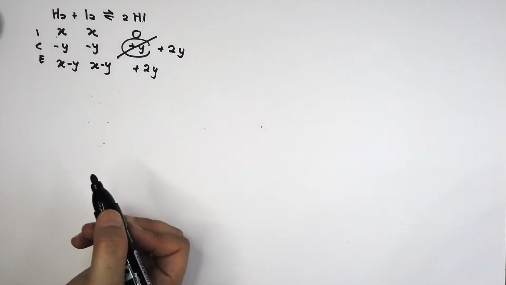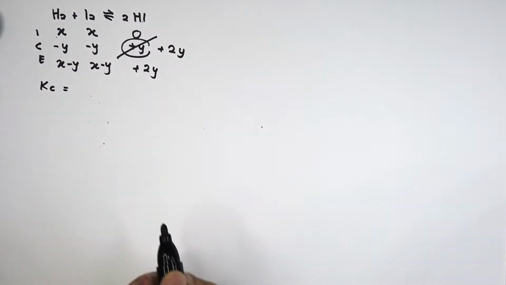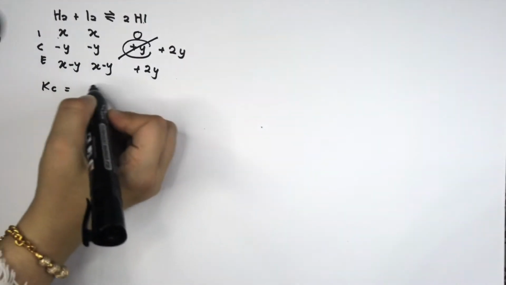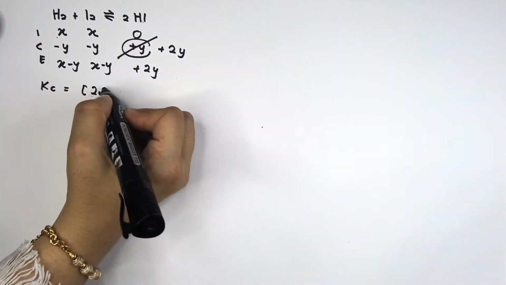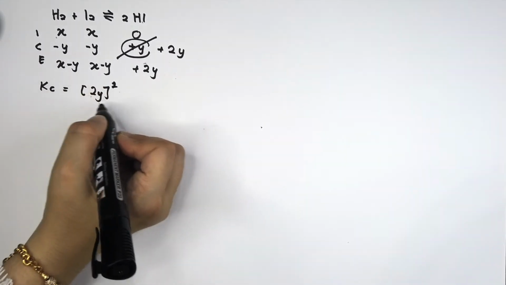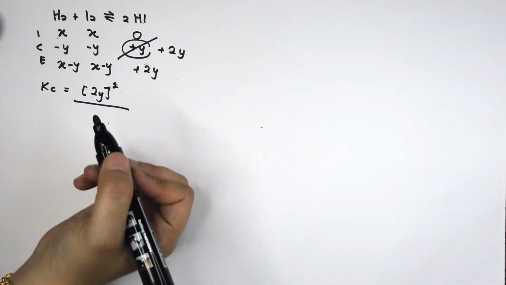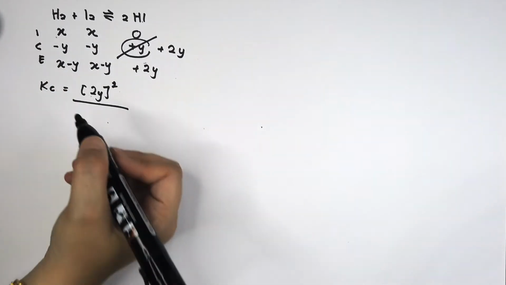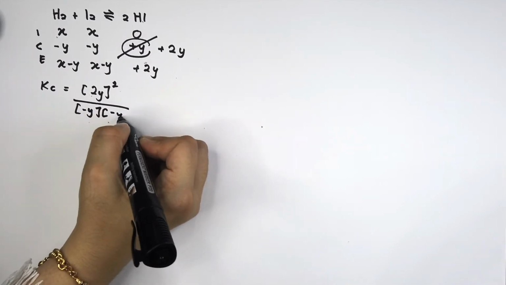Next, you need to write the Kc. How you should write it is whatever is in the product divided by whatever is in the reactant. So you have 2Y over here, and since you have 2, you have to have the power of 2. Since you don't know the initial concentration, we assume that the value of X is negligible. So you have negative Y times negative Y.